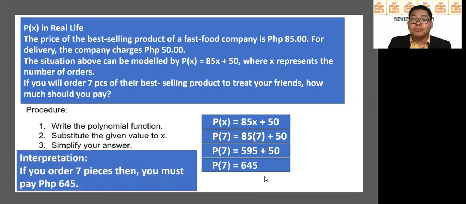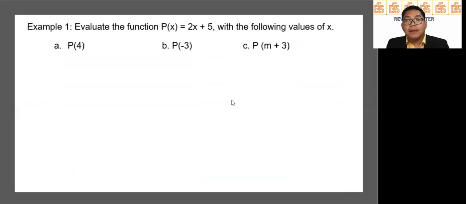Okay, how are we going to interpret our answer? If you order 7 pieces of their best-selling product, then you must pay a total of 645 pesos. And this situation is represented by a polynomial function. So the situation is solved through the use of a polynomial function. Okay, so let's have more examples. Let's say, evaluate the function P of x equals x plus 5 for the following values of x.